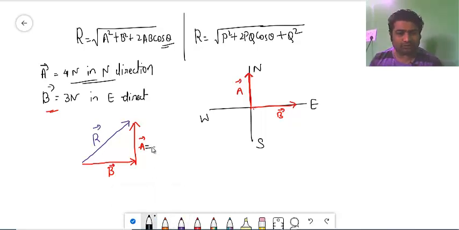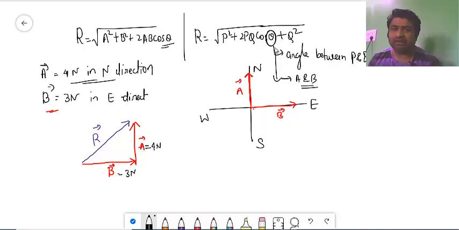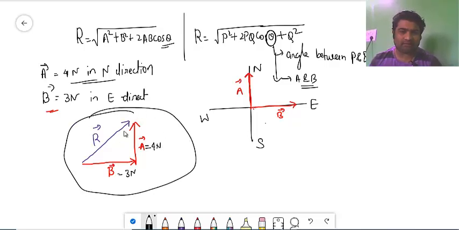Now how do I apply this formula? I know that A equals 4 Newton and B equals 3 Newton. And what was theta here? Theta was the angle between P and Q. In this case, theta is the angle between A and B. I hope this much is clear. After redrawing this diagram, what is the angle between A and B? It is 90 degrees. So theta will be 90 degrees.